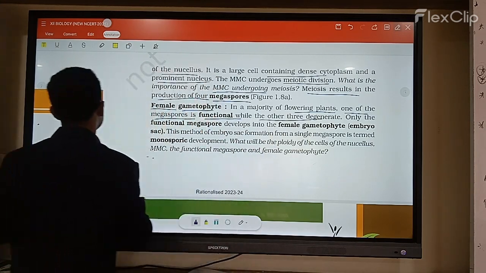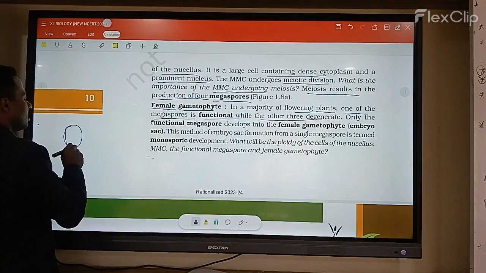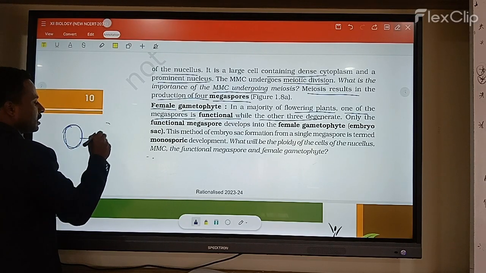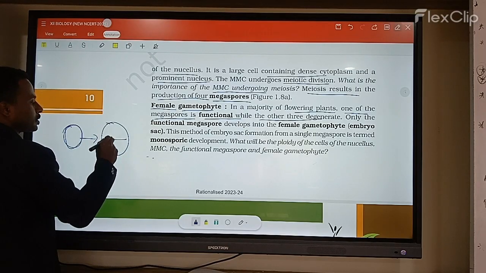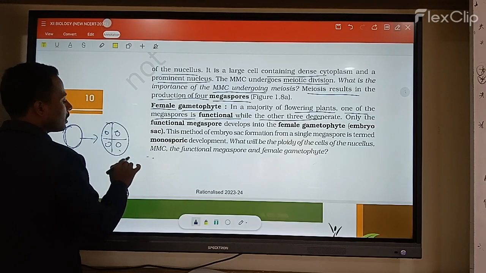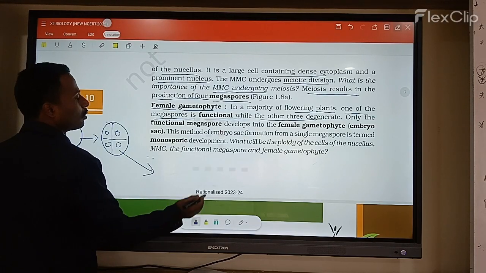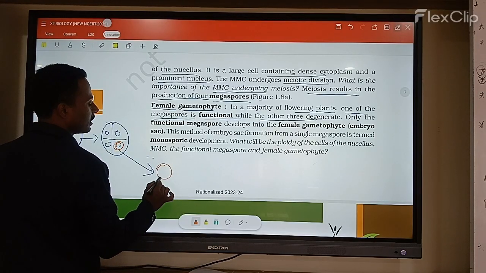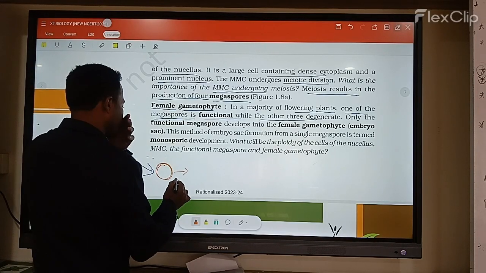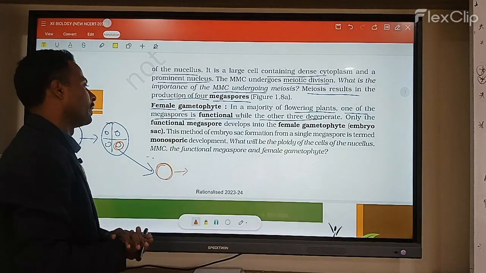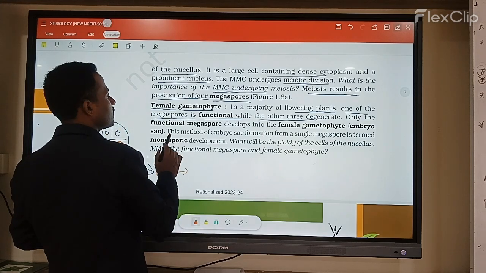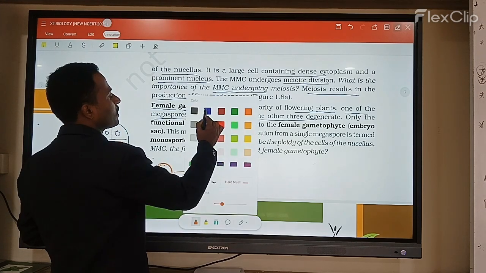In the majority of flowering plants, one megaspore is functional, while the others degenerate. See here, I am taking one megaspore mother cell. It divides by meiotic division to form 4 cells. Of the 4 cells, 3 are degenerated. Only 1 cell is functional. This functional cell participates in development, that is, it develops into the embryo sac.